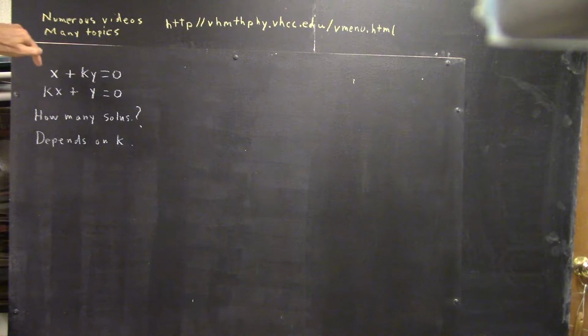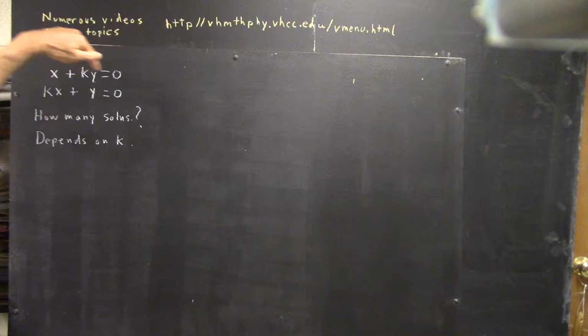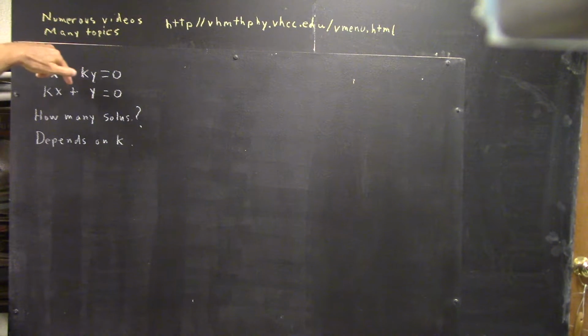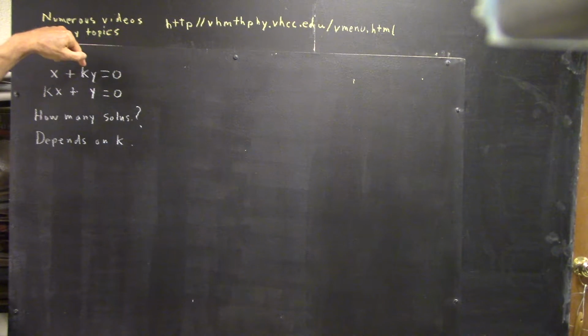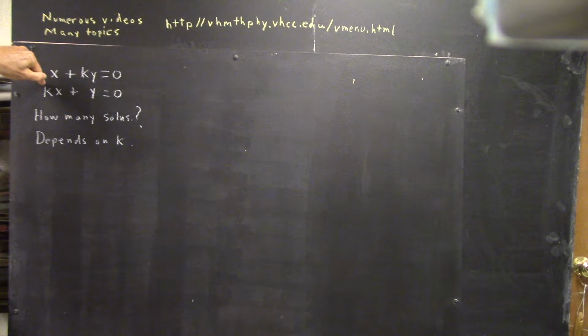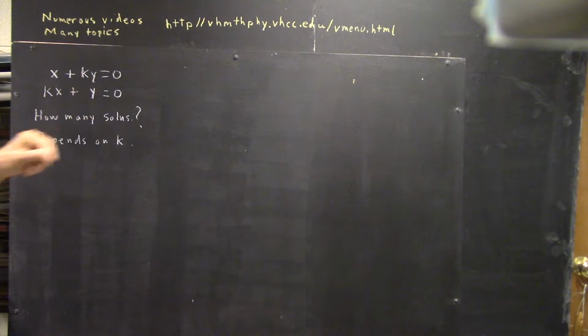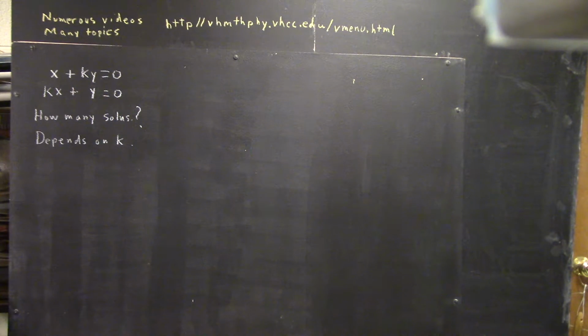So, we have an equation, x plus ky equals 0, and kx plus y equals 0, where k stands for some number. Of course, that means we're going to have the same number here as we have here. And the question I have is, how many solutions are there to this system of equations? Well, the answer depends on the value of k.